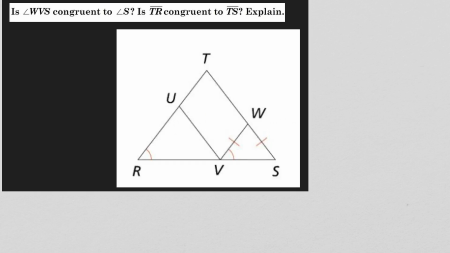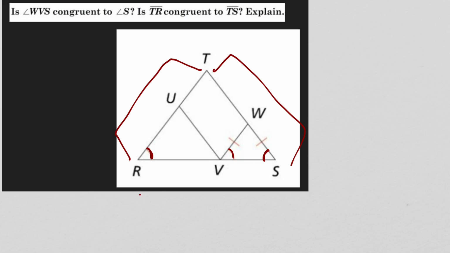Okay, here's another question. If angle WVS is congruent to angle S, so WVS is right there, congruent to this one here, is segment TR, this one here, congruent to TS? All right, so this is dealing with the converse of the isosceles triangle theorem. So if you notice, they're telling us given that this angle is equal to S, and now we also have this random angle over here that also has a tick mark, is also equal to that S also.